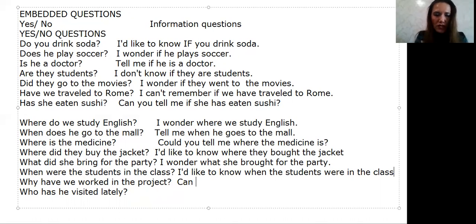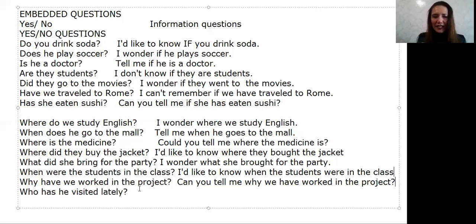And then when it's the case of present perfect, okay, can you tell me why we have worked in the project, okay? We change the order of the sentence with the auxiliary in present perfect. And then in the last one, again, present perfect is the same, just change the order of a sentence and that's it, okay? So I don't know who he has visited lately.